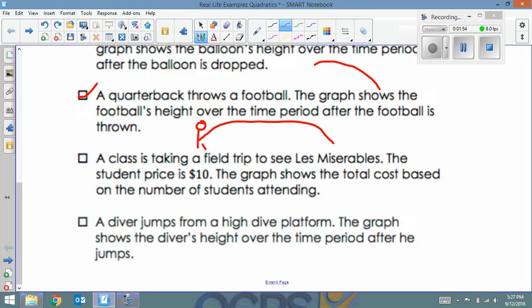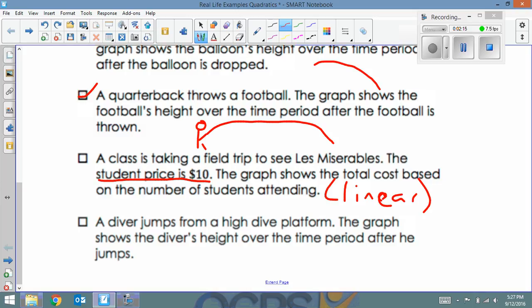The class is taking a field trip to see Les Mis. The student price is $10. The graph shows the total cost based on, this is a linear function. The reason we know that it's a linear function, the student price is $10. So that means that for every student that goes in, it's a constant rate of $10.